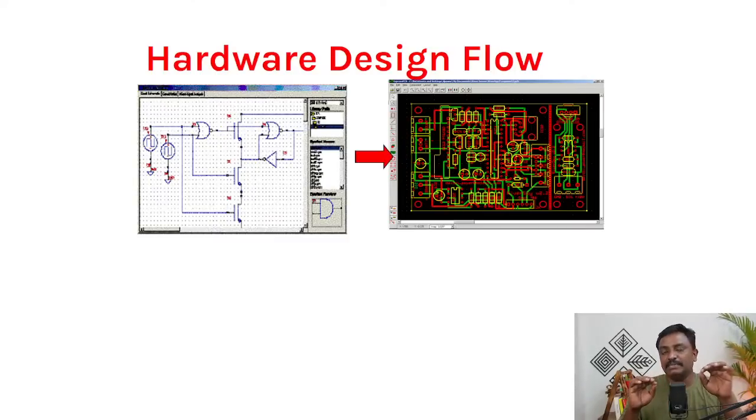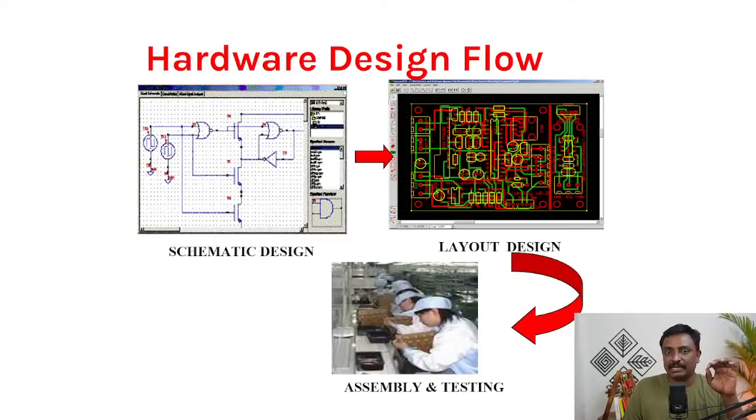The next is the layout design, where you create the footprints, the actual size of each and every component. When you draw the schematics, you'll be connecting all the nets, giving the wiring diagram. In the layout design, you link the footprints directly to the schematics and draw the layout. The next is the assembly and testing. So this is the hardware design flow. For schematic design there are some requirements, and for layout design there are some requirements.